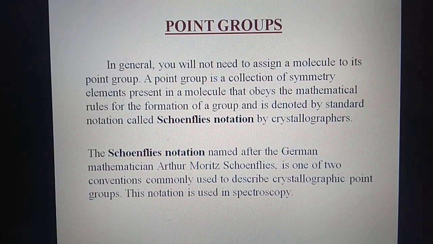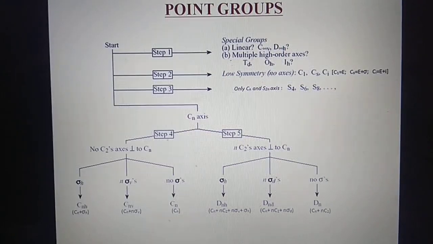Now, these Schoenflies notations, named after the German mathematician, are one of the two conventions commonly used to describe crystallographic point groups. This notation is used in spectroscopy. Hope you all understand what a point group is.